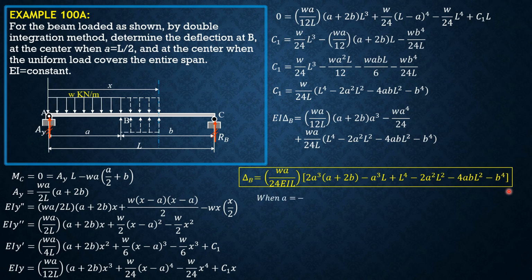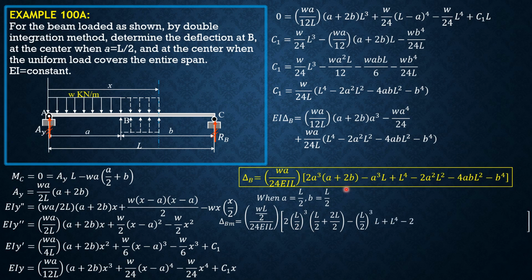Then for when A is L over 2 and B is L over 2, substitute here. So delta B when A is L over 2 is W L over 2 over 24 EIL, quantity 2 times L over 2 cubed, L over 2 plus 2 times L over 2, minus L over 2 cubed times L, plus L to the fourth, minus 2 times L over 2 squared L squared, minus 4 times L over 2, L over 2, L squared, minus L over 2 to the fourth.